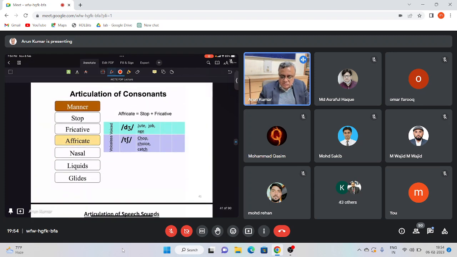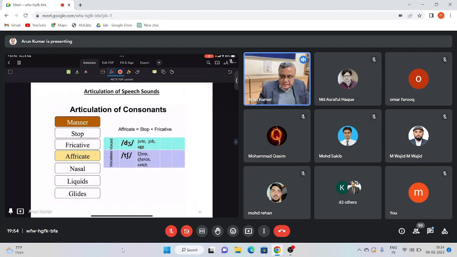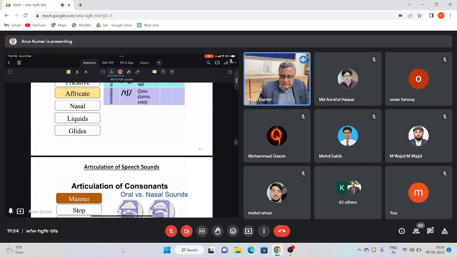Then we have other sounds which I will not go into detail over here because there are very few of these sounds in terms of the frequency of occurrence. Like we have affricate sounds, which are a combination of the plosive and fricative sound, like j or ch. So these are examples of what are called affricate sounds.